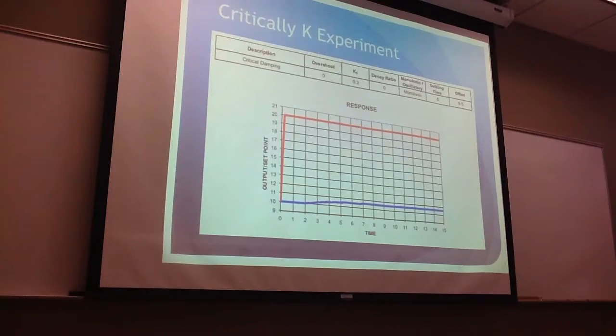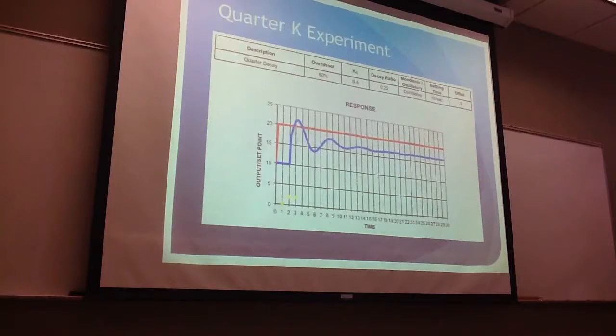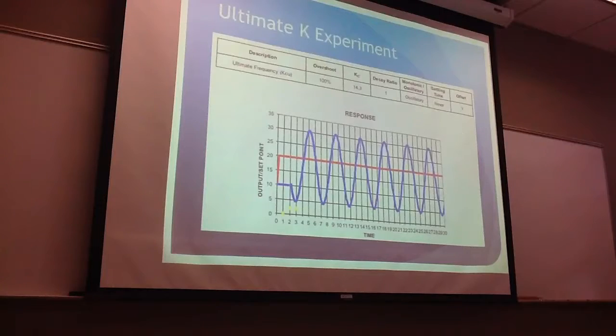And this graph here is monotonic. At quarter decay, it's starting to have a little more sinusoidal behavior, and the offset decreases a lot. And at ultimate decay, this is where it continues to oscillate and it never settles. So the higher the Kc, the greater the oscillation.